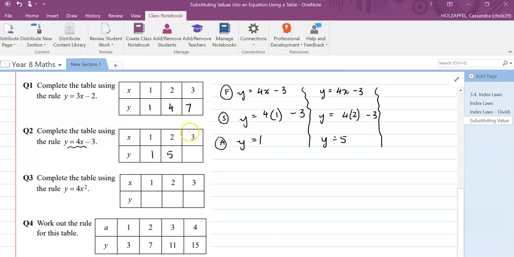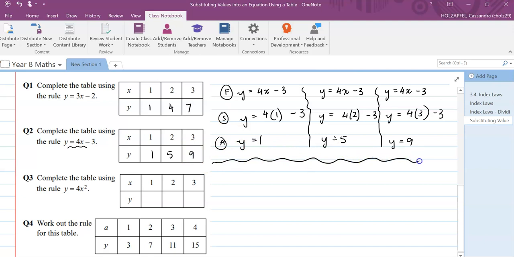All right, now we'll fill out this last value. So we're going to write when x is equal to 3. So starting off with our formula, always starting off with y is equal to 4x take 3. Substituting in our value for x now, so x equal to 3. So 4 lots of 3, take away 3. 4 lots of 3 is 12. 12 take away 3 is going to be 9. So our answer will be y is equal to 9.